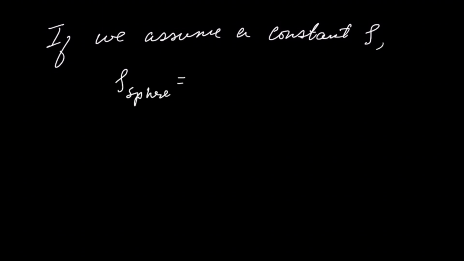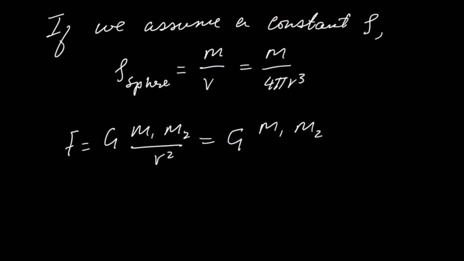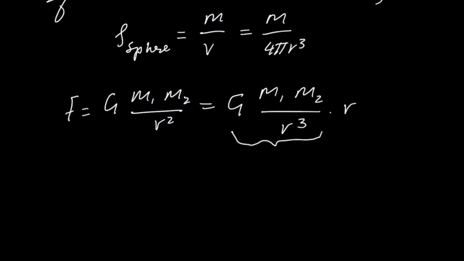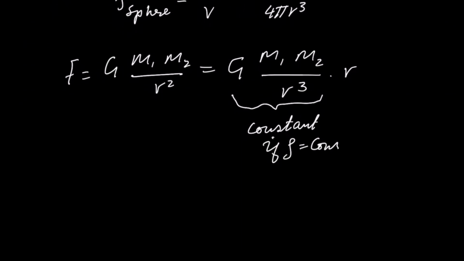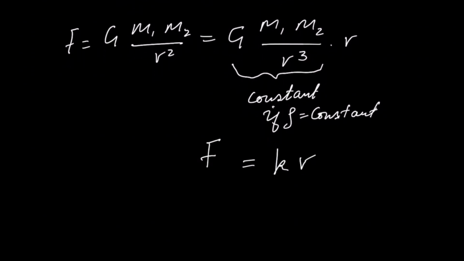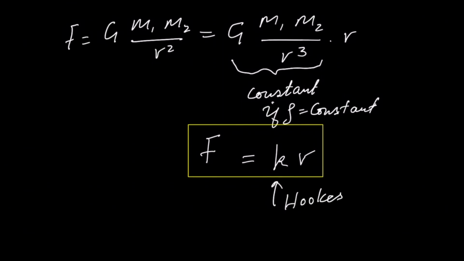Now, assuming that the Earth is a sphere and it has a constant density, we can write the law of gravitation as follows. But if we want to make it a function of r cubed, we also have to multiply with r so that it can cancel out. Now this stuff is constant, especially if the density is assumed to be constant. We can take this constant and make it k, small k, and immediately we realize that this equation is similar to what we refer to as Hooke's law.